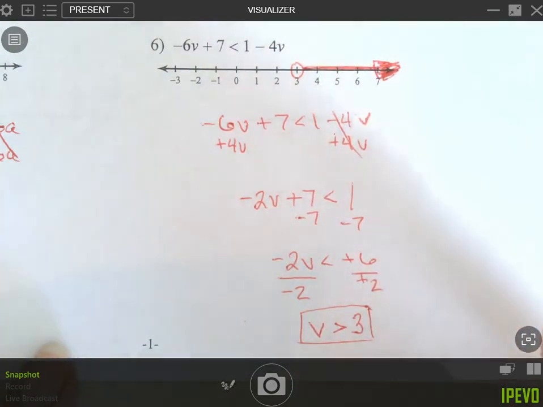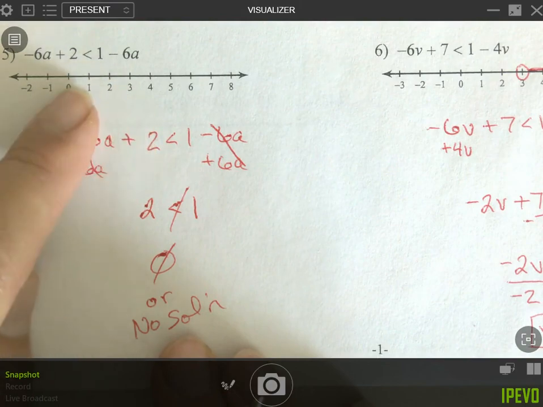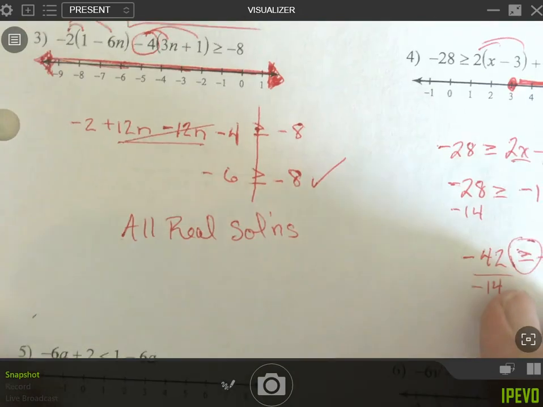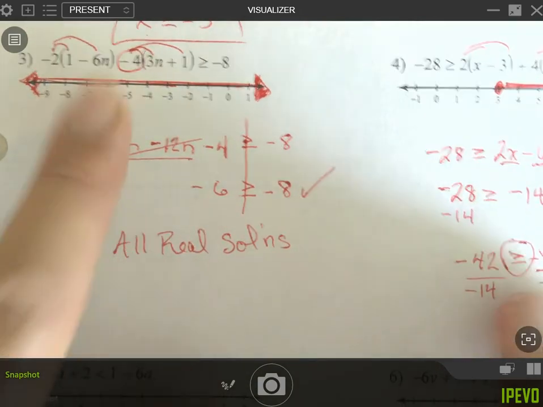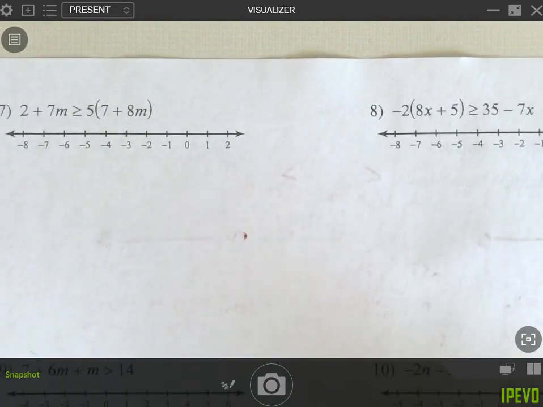Oh, and I should talk about this one over here. If you go back to number 5, if there's no solution, your number line should be blank. You don't put any dots on it, any circles. 2 is bigger than 1. It wasn't true, so this is blank. But if it's all real solutions, you have to show that. Okay, so can I give you a minute to start number 7 and 8, and then we'll go over them?